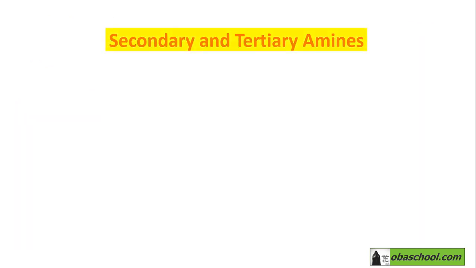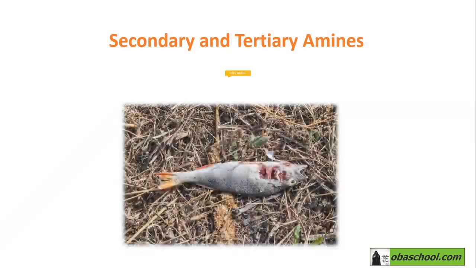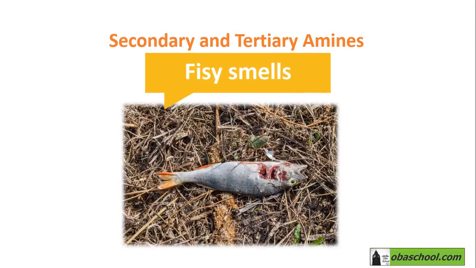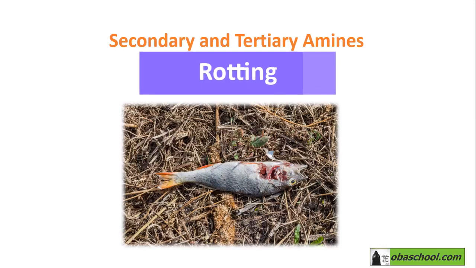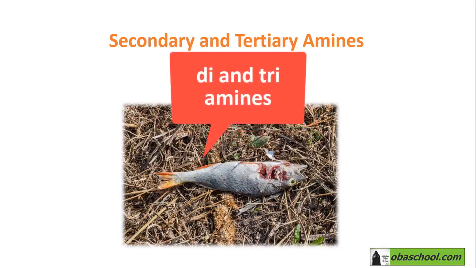Secondary and tertiary amines have something special about them. They have fishy smells. The smell of rotting fish, like the one you see in the picture, is because of di- and triamines, which are produced when proteins inside the fish, like this one, decompose.